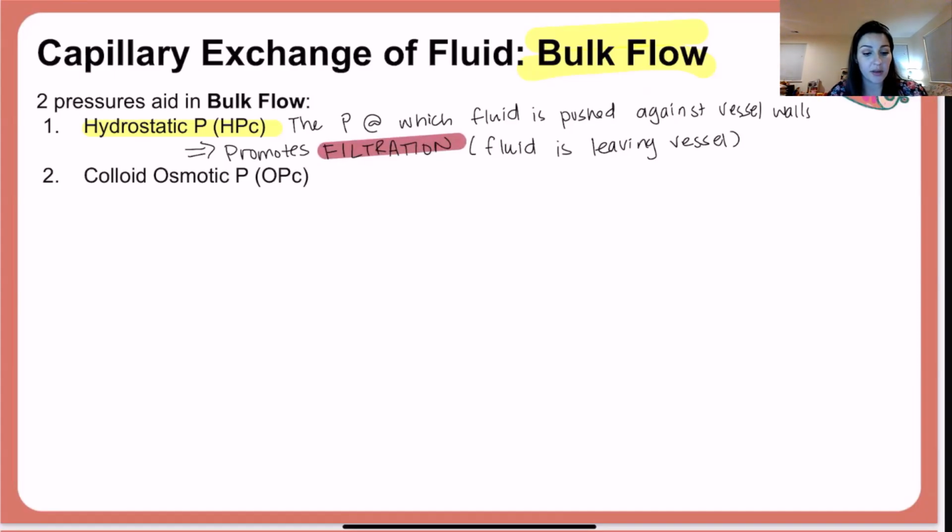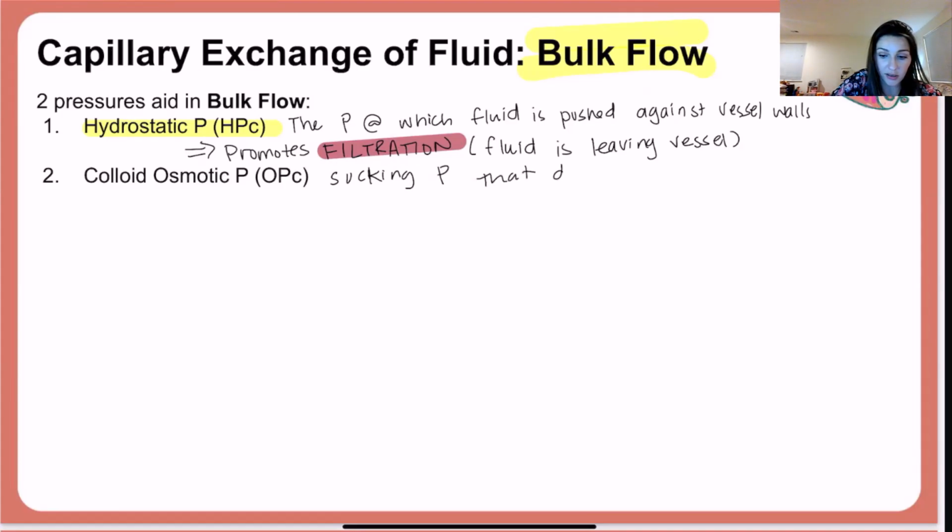But the next pressure that aids in bulk flow is called colloid osmotic pressure, or osmotic pressure. And the abbreviation here is OP with like a little subscript C. So osmotic pressure is kind of like, I think of it like sucking. It's the pressure pulling stuff in, and the stuff that we're pulling in is fluid, of course. So it's a sucking force. Or a sucking pressure, rather, is a better word for it.